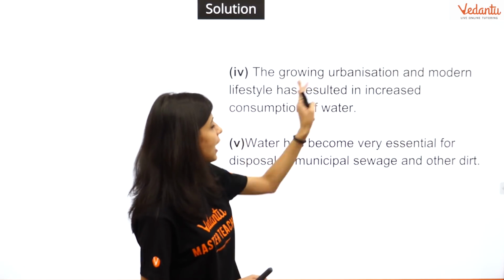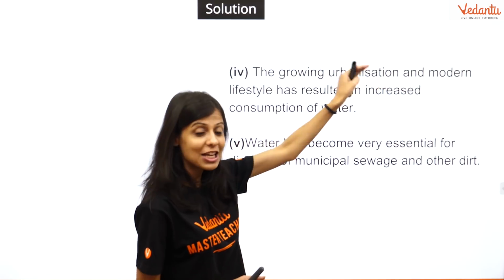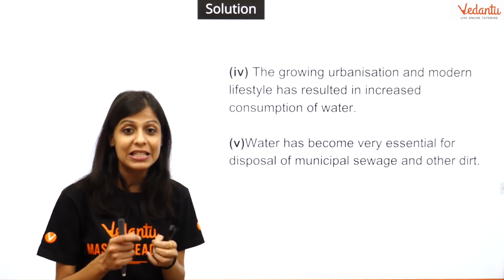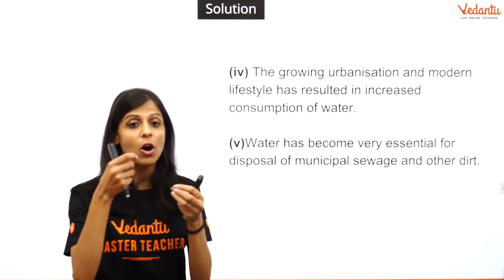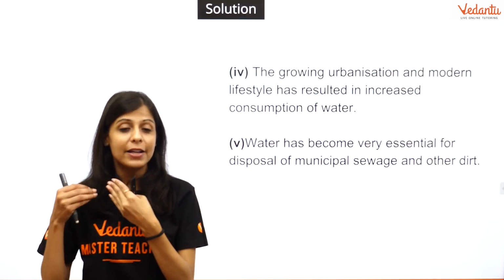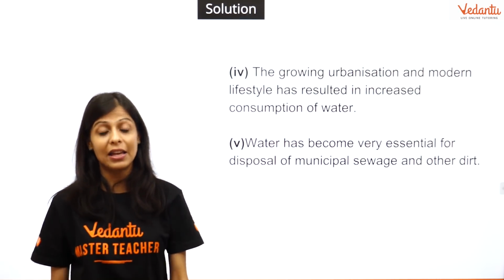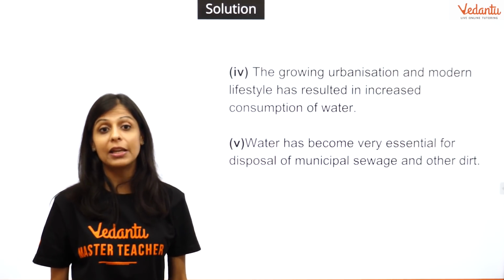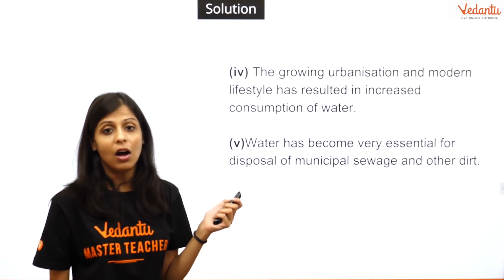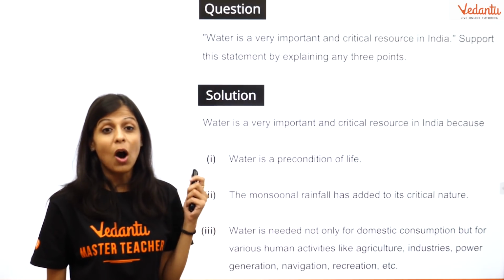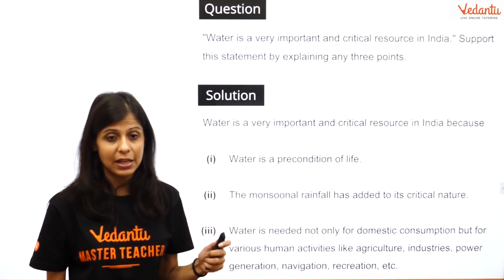The changing lifestyle, the growing urbanization, and the pressure exerted by the cities through the municipal sewerage or maybe the industries by throwing out the effluents are in a way distorting the water table. Yet it is a very critical reason when it comes to how important water is in India.